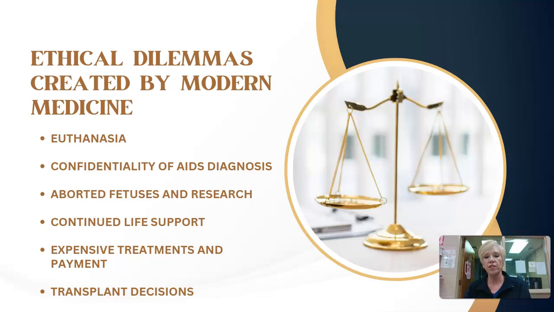So probably the biggest one at the moment is euthanasia. Euthanasia is legal in certain states, not legal in the state of Alabama, but it is legal in many states. But they have different criteria. So who comes up with that criteria, and who decides what's right and wrong? So this is why euthanasia is such an ethical dilemma.